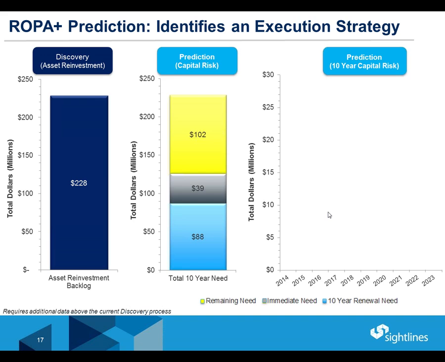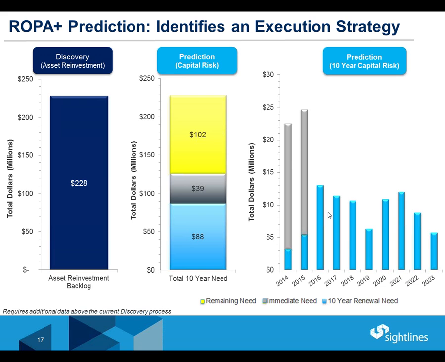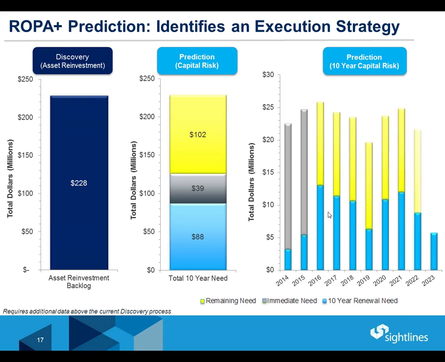Then the next element that we also provide is the sequencing, or the timing of when these needs are coming due. Here you can see the renewal needs, and there's a fluctuation. They fluctuate because subsystems have different life cycles, and therefore you can see over the next 10 years when things are going to spike and when they're going to be lower. Then we bring in the immediate needs over the next 2 years, and then we have the remaining $102 million over the last 8 years. So this provides a total investment in terms of sequencing and total needs over that 10-year time span.